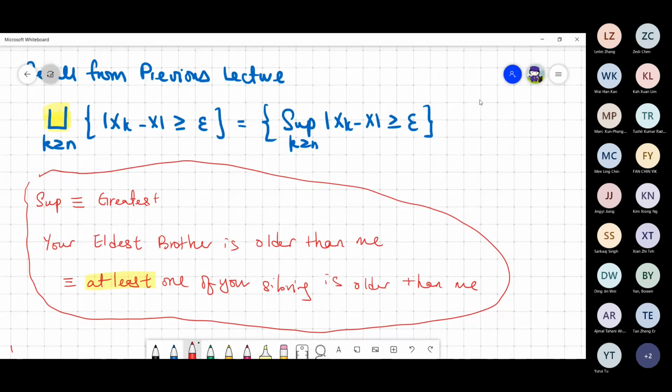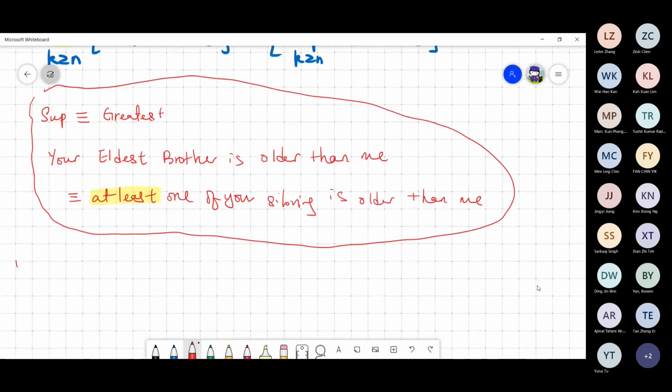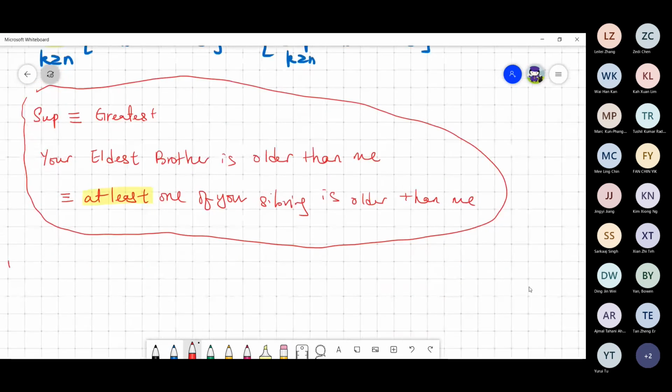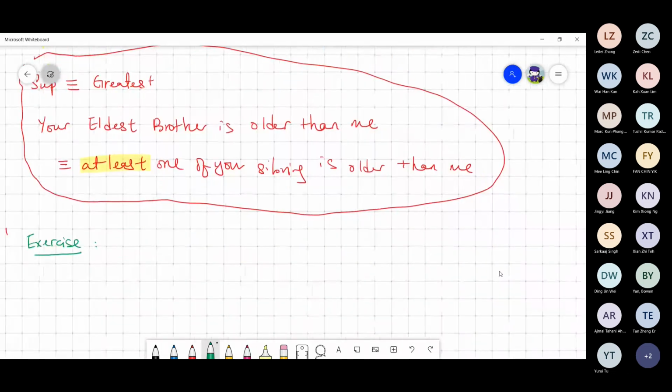Right, so this is from our lecture. Okay, you may look at the right-hand side, then you get it. So the supremum of this, larger or equal to epsilon, will be equal to the union of this. Okay. So similarly, just a simple exercise. Now I'm using supremum, right? What happens if I change to infimum?